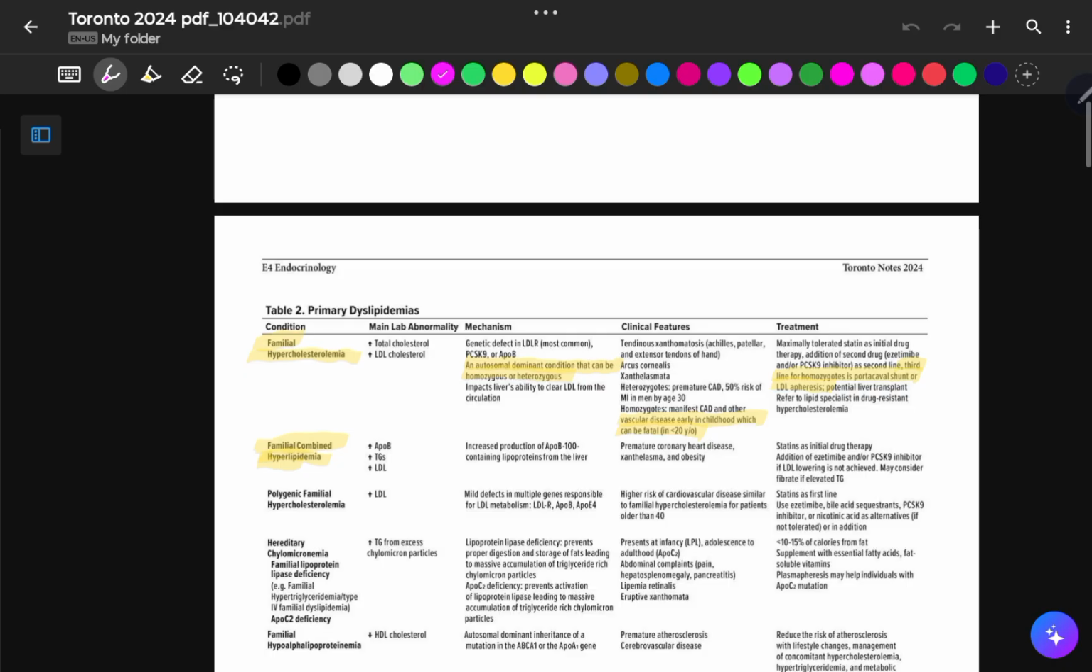It's also due to a defect in your PCSK9 or your ApoB, and it's an autosomal dominant condition. It can be homozygous or heterozygous, and it impacts the liver's ability to clear your LDL, your low density lipoprotein, from the circulation. Because now you have a defect in the receptors that were supposed to take LDL into the cells, the liver is unable to clear this LDL, and it stays in the circulation and causes atherosclerosis.